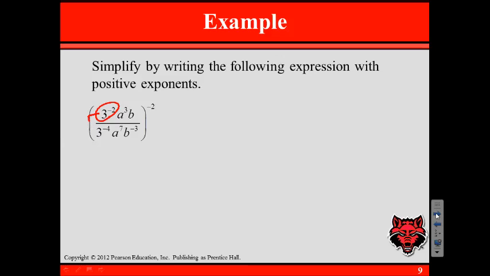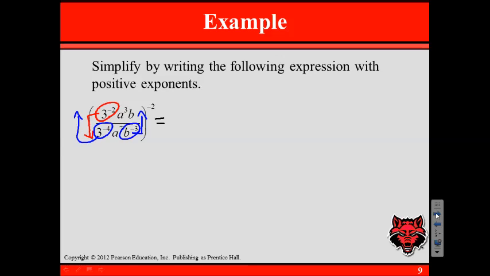So 3 to the negative 2 needs to move down to the denominator. In the denominator, we have 3 to the negative 4, which needs to move up to the numerator. We also have b to the negative 3, which needs to move up to the numerator. So that would be the first step.